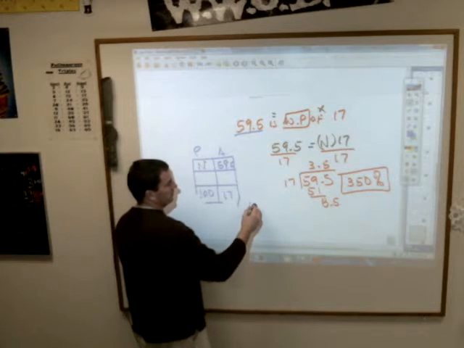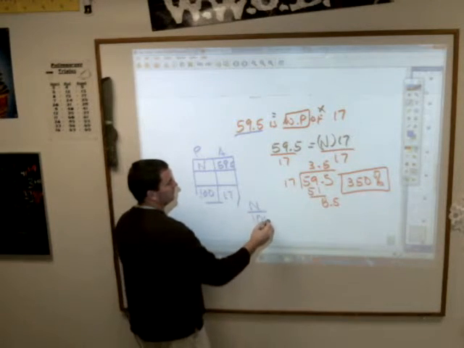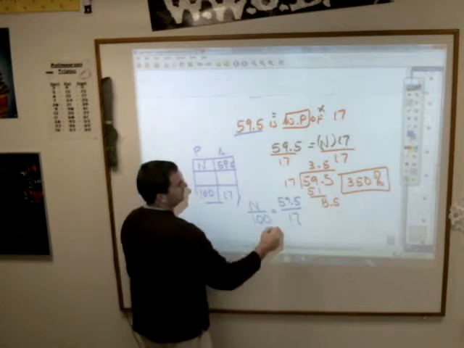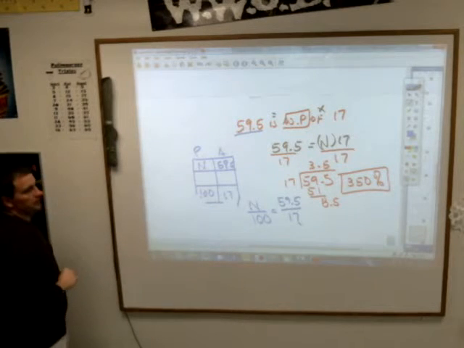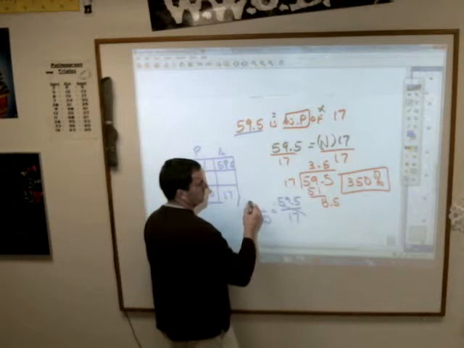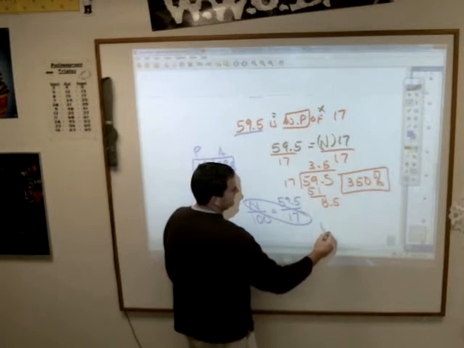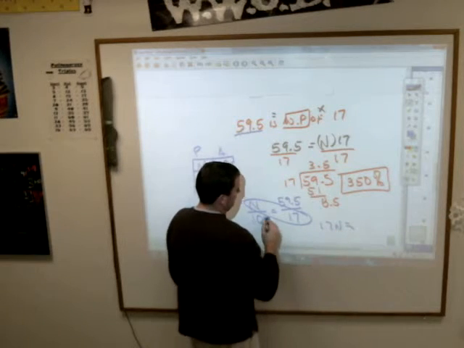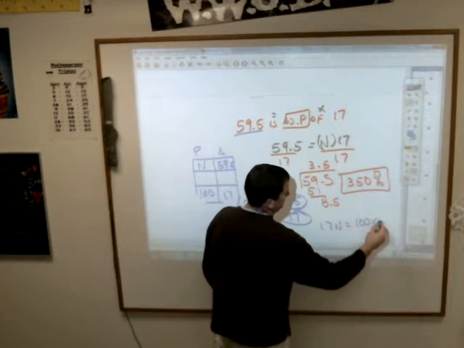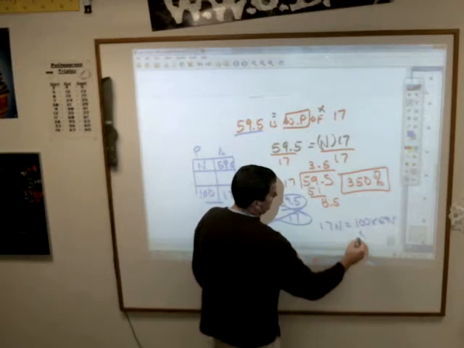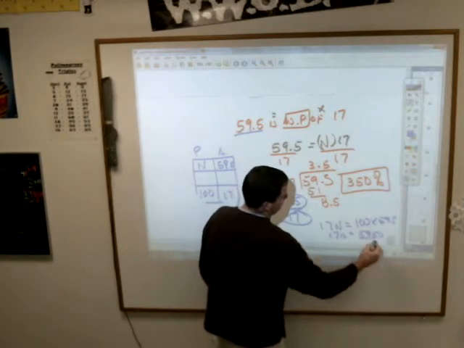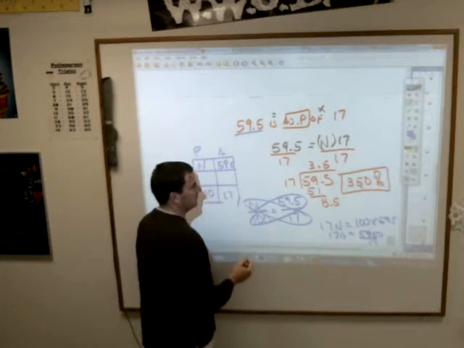So as a proportion or fraction or ratio, it's n over 100 equals 59.5 over 17. And it gets a little uglier from there. You actually end up doing the same problem, don't you? Because you're going to have to do cross products. 17 times what number is 100 times 59.5? So it's actually 5950 divided by 17, which is going to give you this same thing right there, 350.